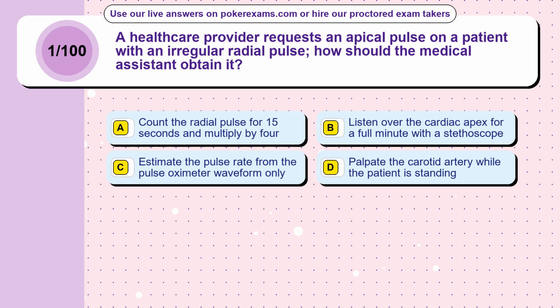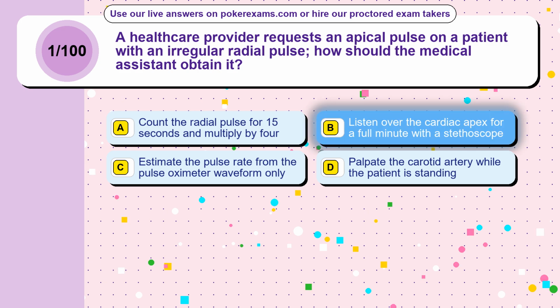Question 1. A healthcare provider requests an apical pulse on a patient with an irregular radial pulse. How should the medical assistant obtain it? Option A. Count the radial pulse for 15 seconds and multiply by 4. Option B. Listen over the cardiac apex for a full minute with a stethoscope. Option C. Estimate the pulse rate from the pulse oximeter waveform only. Option D. Palpate the carotid artery while the patient is standing.